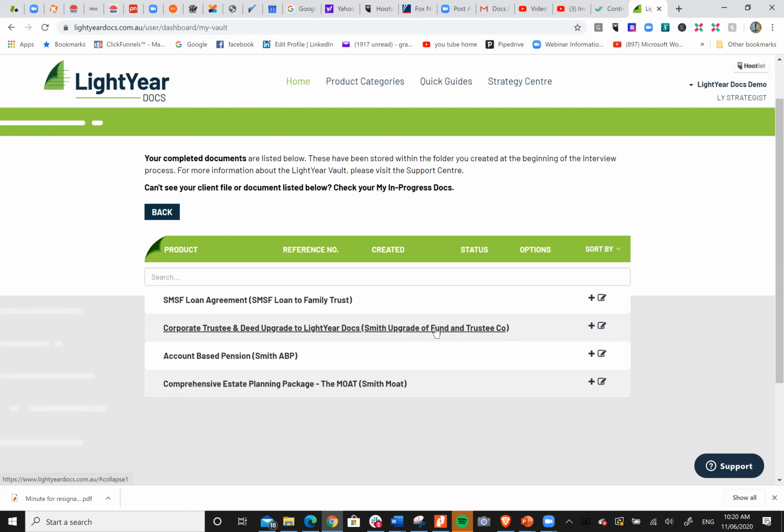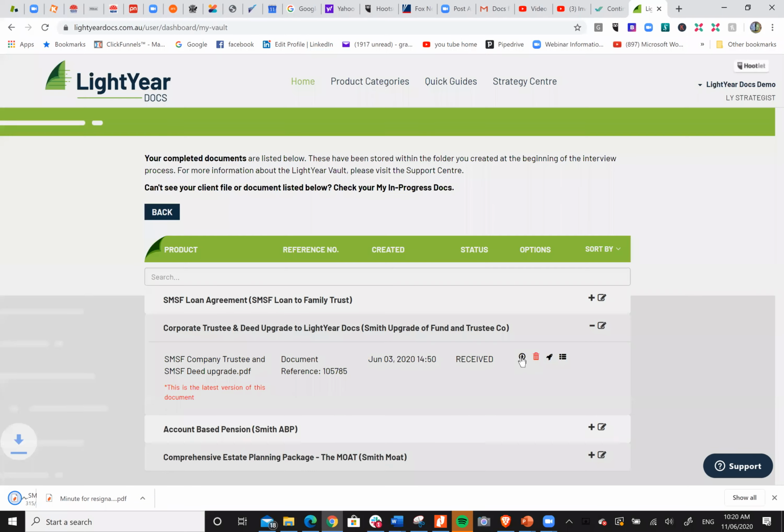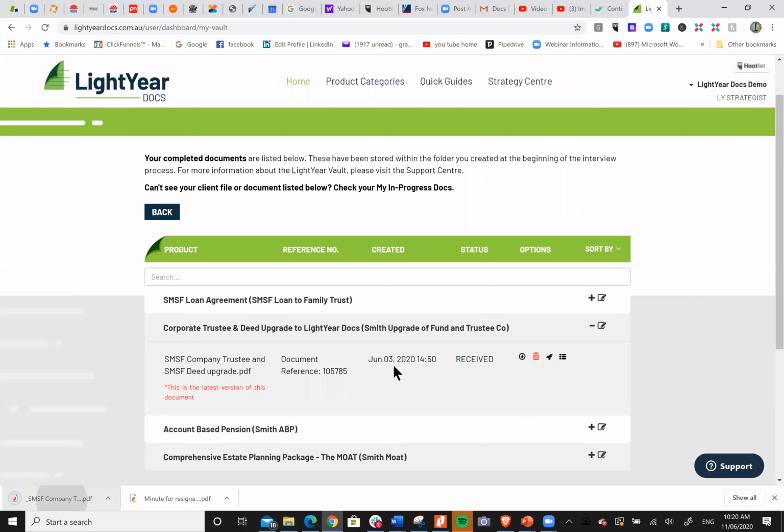In July, we're following, I think it's Super Central and DBA and a few of the other ones who are doing annual upgrades. So effectively we'll be offering that as well for our people. If we have a look here at the corporate trust upgrade and deed, I've already done all that, so I'm just going to download the document and that will pop up.